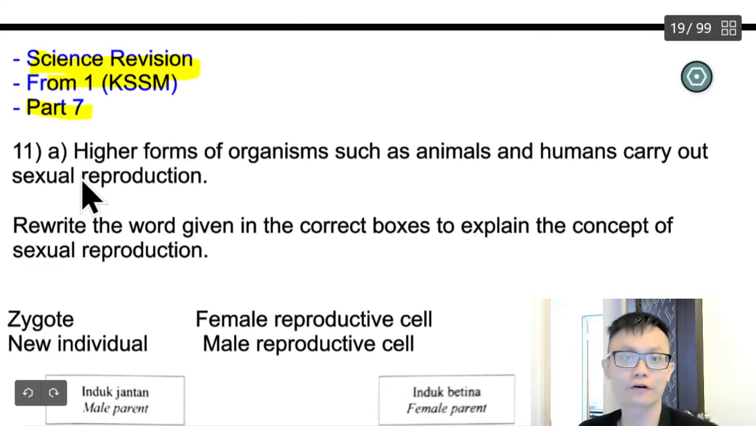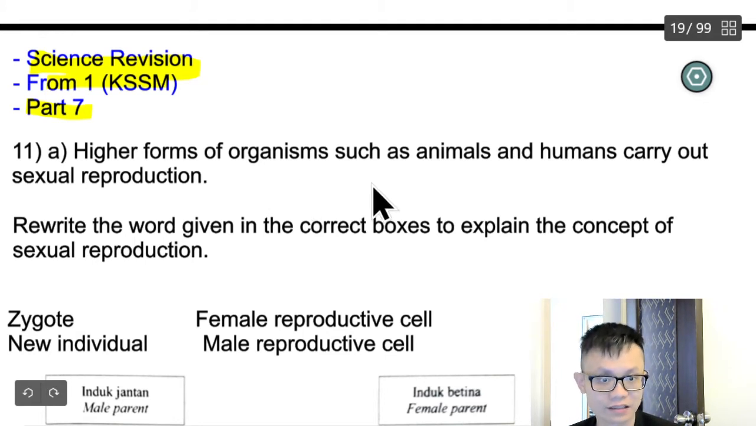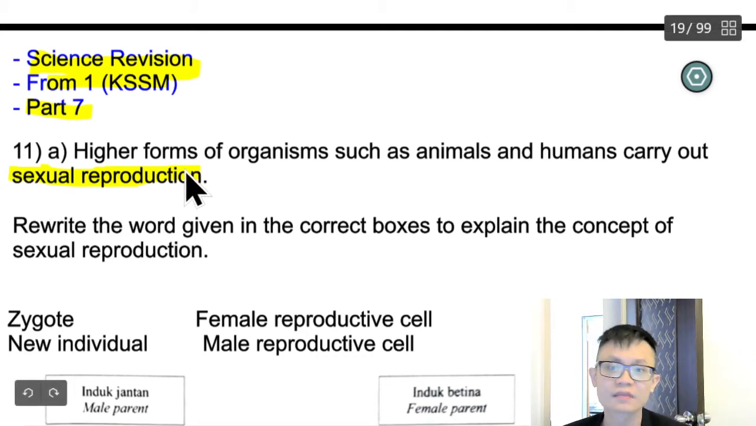Okay, question for 11A. Higher forms of organisms such as animals and humans carry out sexual reproduction, correct or not? Because if you want to give birth, then we need to have sexual reproduction. That's impossible without male and female, right? Until now.